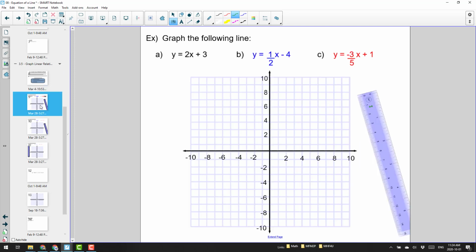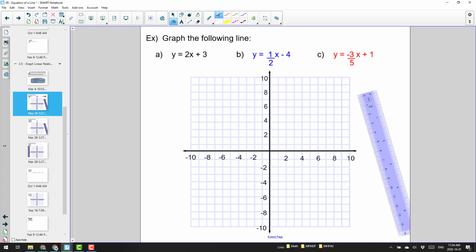So let's try some of these. If you haven't already done so, take a minute, pause the video, and set up a graph similar to what I have here. Give yourself lots of room, -10 to +10. A larger graph is better. Don't try to cram it down into the bottom of a page. Make a graph, maybe use half a piece of graph paper so that you have room, okay?